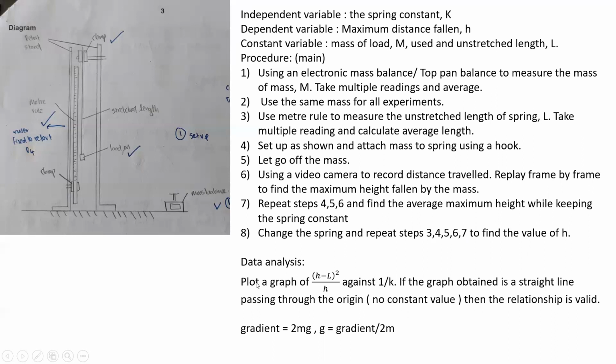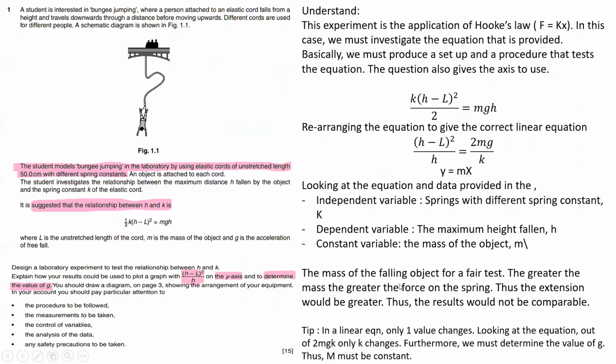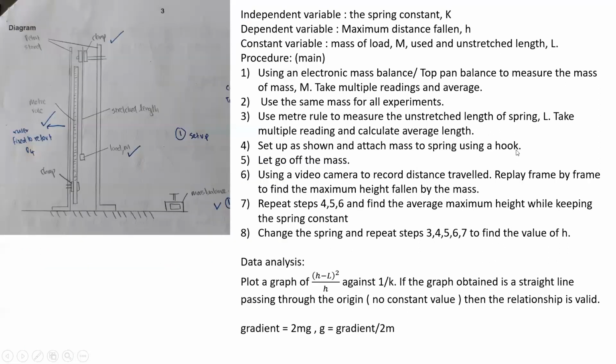Data analysis. Now plot a graph of (h minus L) squared over h against 1 over k. Again, you're changing k and this is on the x-axis. You have to plot the y-axis against the x-axis. So you have to plot (h minus L) squared over h against 1 over k.